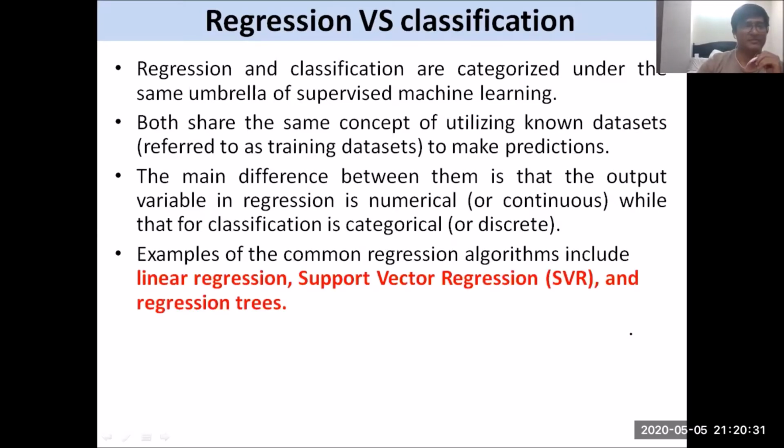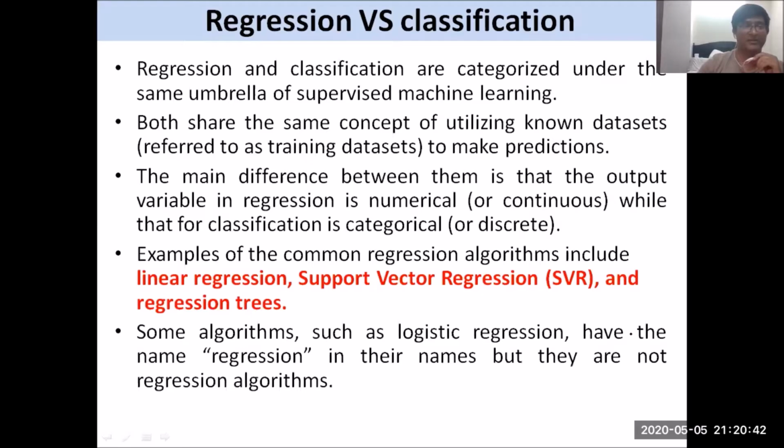Common regression algorithms include linear regression, support vector regression, and regression trees. Some examples, like logistic regression, actually create a lot of confusion. In logistic regression, the word regression is there, but it is not actually a regression model. These are not regression algorithms; they are basically binary classifiers.